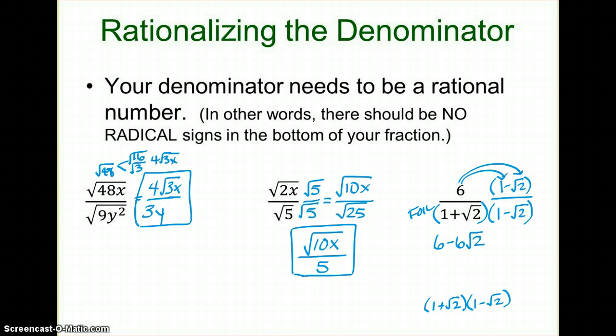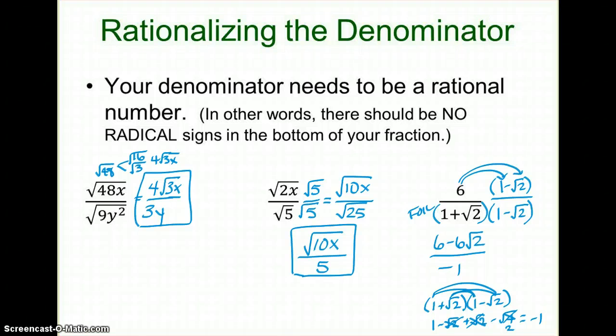When I do FOIL, 1 times 1 gives me 1, and 1 times a negative square root of 2 is negative square root of 2. And square root of 2 times 1 is plus square root of 2. And the square root of 2 times a minus square root of 2 is minus the square root of 4. Well, that's 2. And these cancel each other out, so 1 minus 2 gives me a negative 1. So my denominator ends up being negative 1.